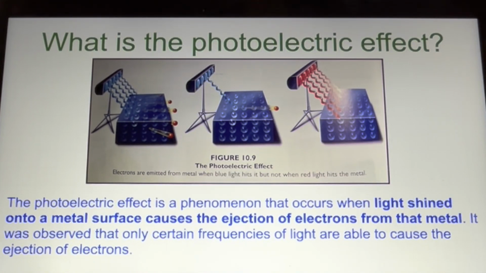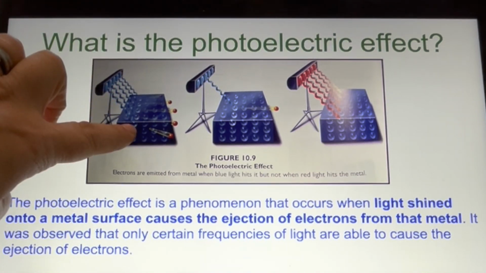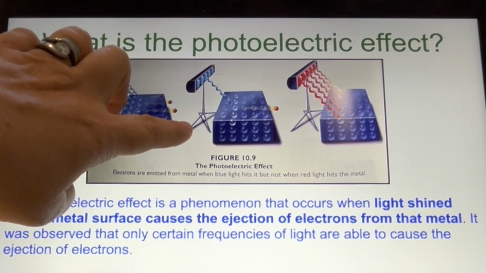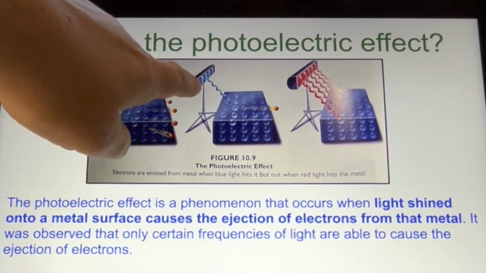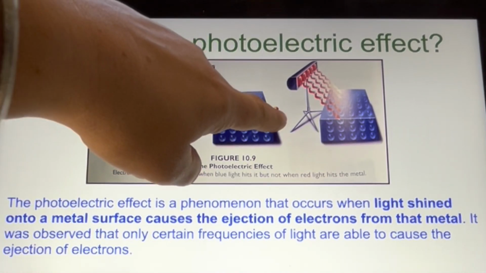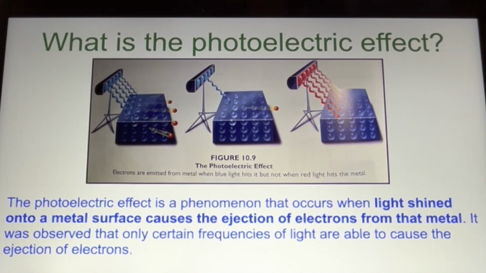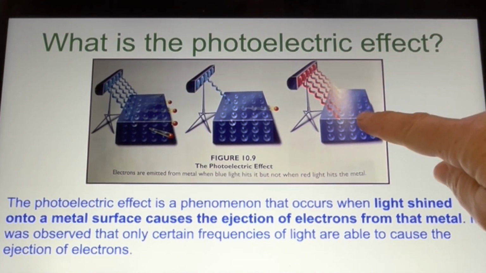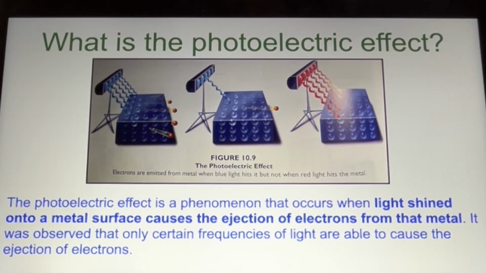So this shows that electrons are emitted from metal. So when blue light hits the metal, electrons are emitted. Even here, when one blue light hits it, we have an electron being emitted. However, when red light hits the same metal, no electrons are emitted.